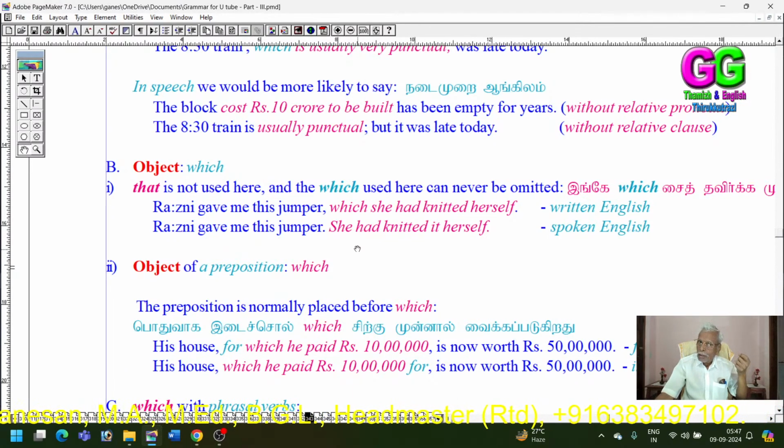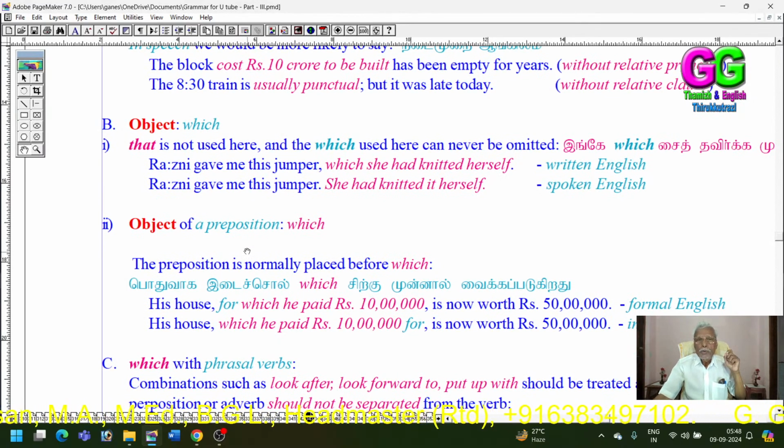Then, Ronnie gave me this jumper. She had knitted it. So you can express the one idea in two different ways. Both are grammatically correct.